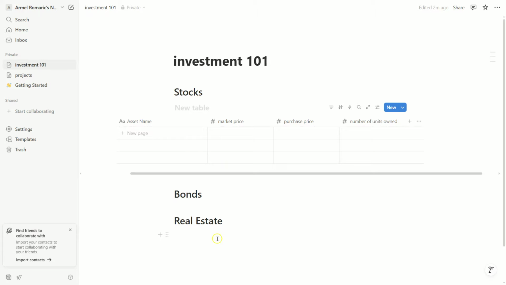And there you have it, a comprehensive investment portfolio in Notion. By following these steps, you'll stay organized, keep real-time track of your portfolio, and make more informed investment decisions.